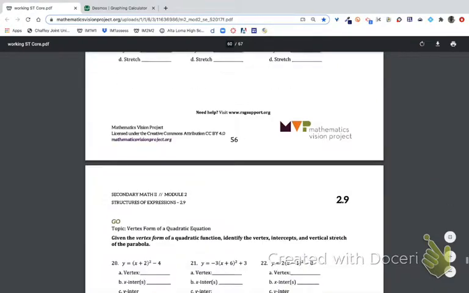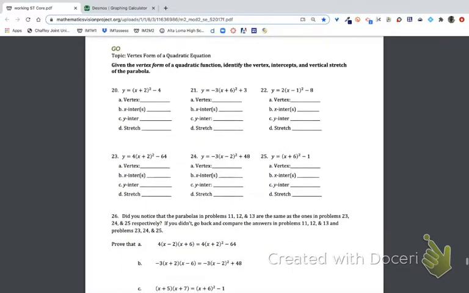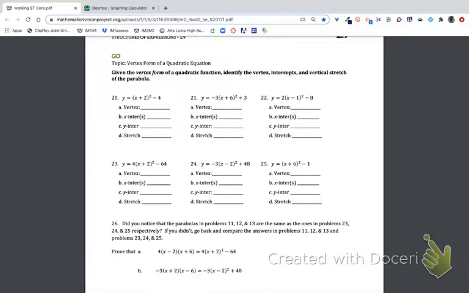And I say that knowing that you also have the Go portion, which is asking you to use Vertex Form now. So using what we know about Vertex Form, well, the vertex is just what's going to make the whole interior of the parentheses 0. So that would be negative 2. And then what's outside? Negative 4. There you go.